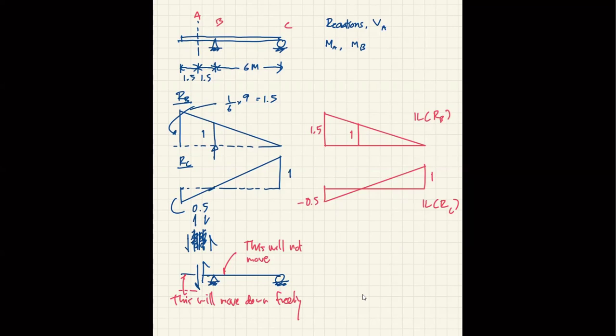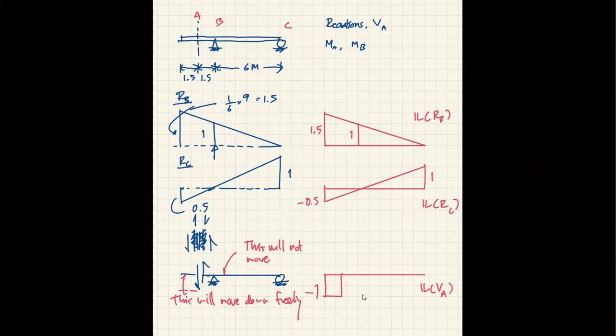So that means the influence line of the shear at A will only look like this. And that is -1. Okay, and this is the influence line of VA. And it makes perfect sense, right?